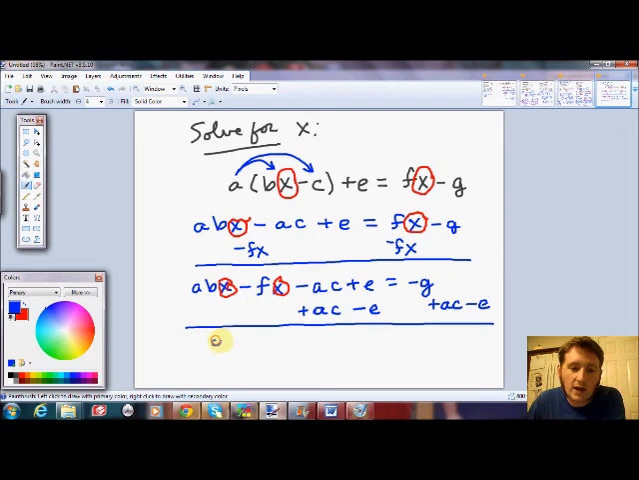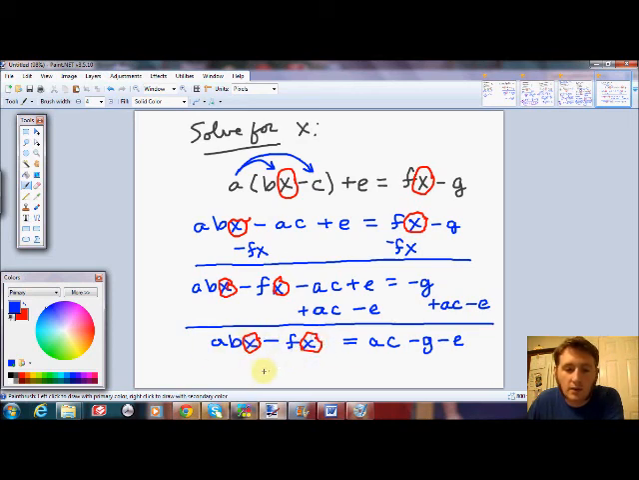Okay, so now we've got A bx minus fx equals, since AC is positive, and the only thing over there that's positive, I'll put it first. AC minus G minus E. I'm running out of space here. Now we have to use a trick like from that last example, where we've got the two terms that both involve x, and we've got to factor it out, or sort of like combine like terms.